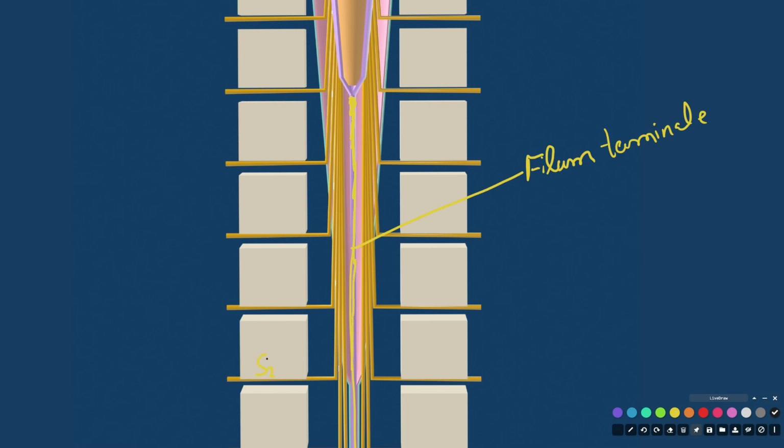Here is the S2 vertebra. Below the S2 vertebra, the dura and arachnoid also cover it from outside. Below the S2 level, the filum terminale is also covered by dura and arachnoid mater.